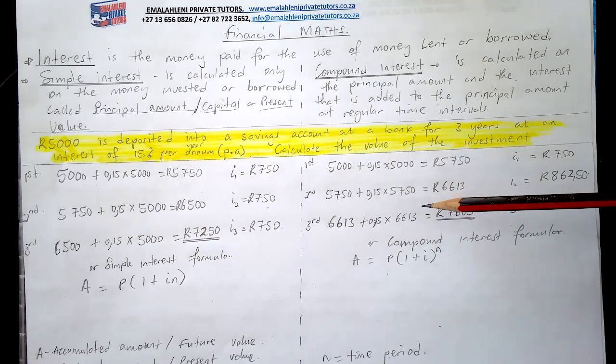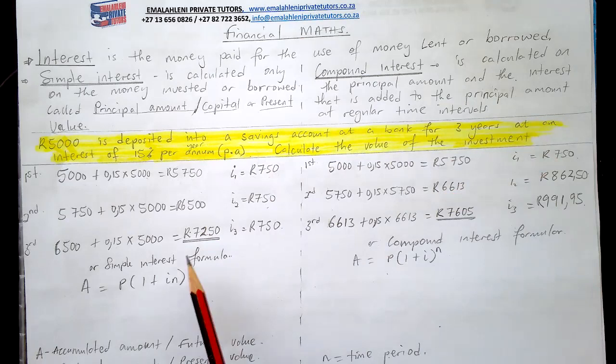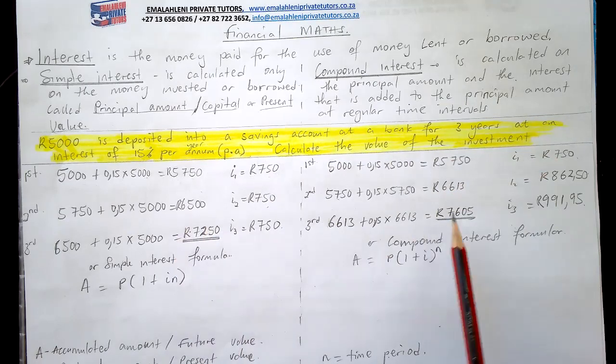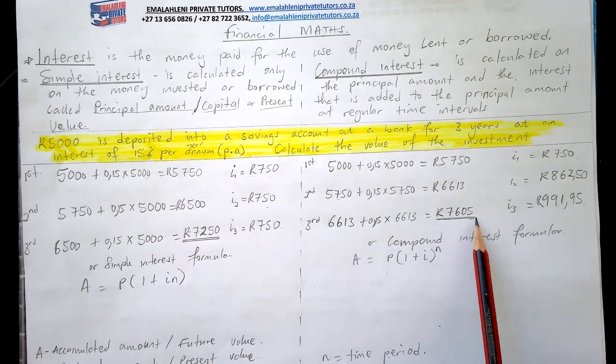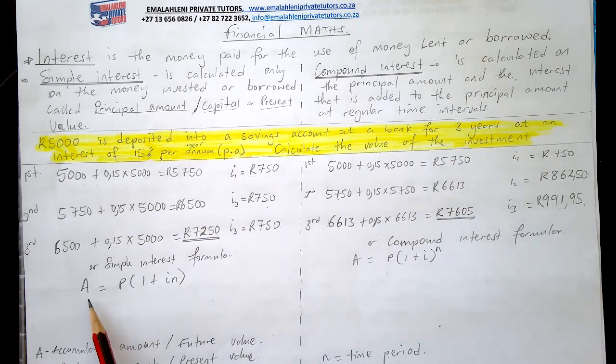Using the simple interest formula and the compound interest formula. Just to take you back, you see that this one accumulated to 7,250, and this one accumulated to 7,605. So you find that this is actually more compared to the one in simple interest. But let's see the formulas that we have here.